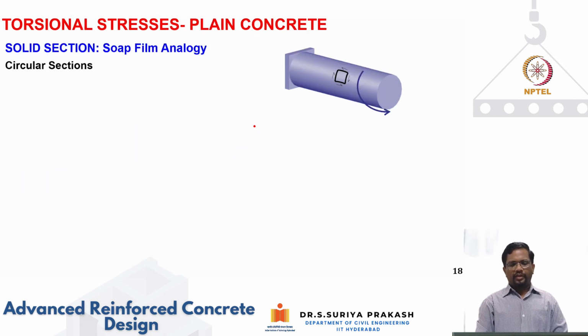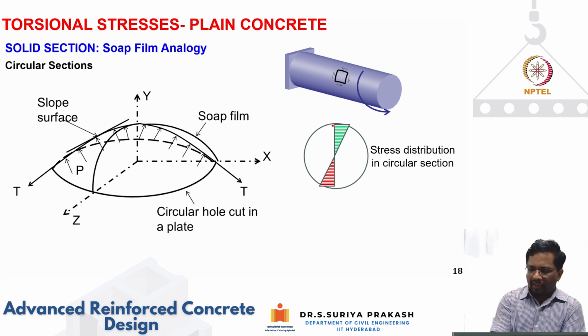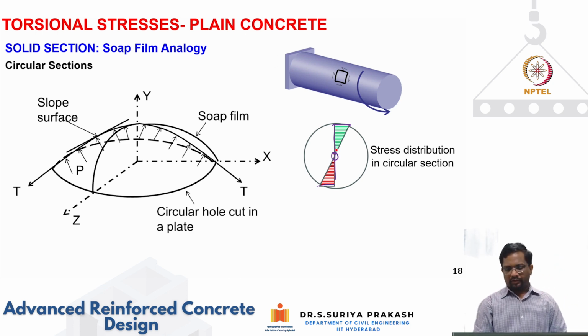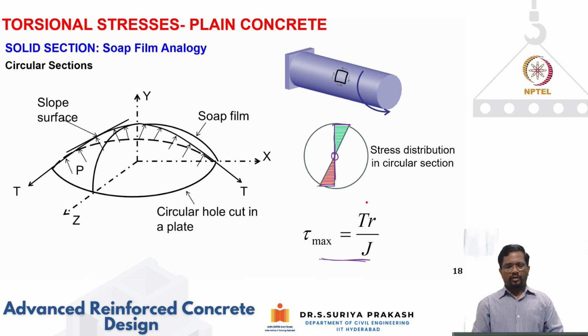Now let us see again the circular section. This is what we said, and that is how we get maximum shear stress here, right? And then zero shear stress here. So, a circular hole in a plate, or you put a soap film. The shape of the film will determine how the shear stress distribution is going to be, right? And we can calculate again: tau max is basically torque multiplied by radius divided by polar moment of inertia.